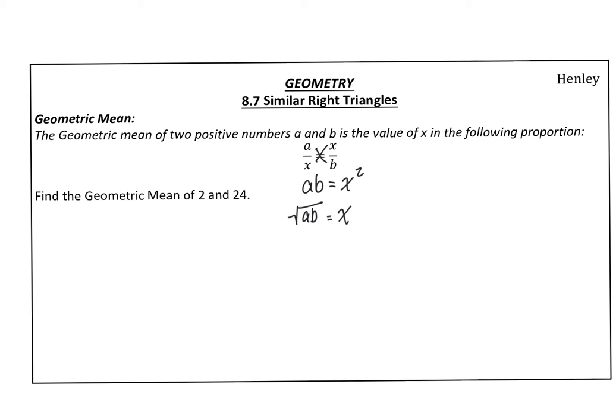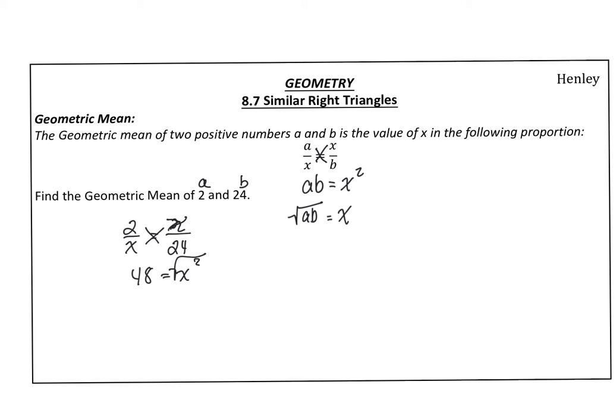Now, in our problem, we have to find the geometric mean of 2 and 24. So let's call 2 a and 24 b. So we have 2 over x equals x over 24. Cross multiply, 48 equals x squared.